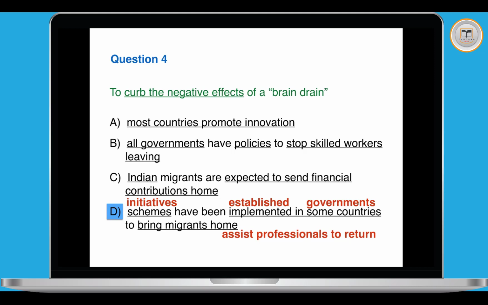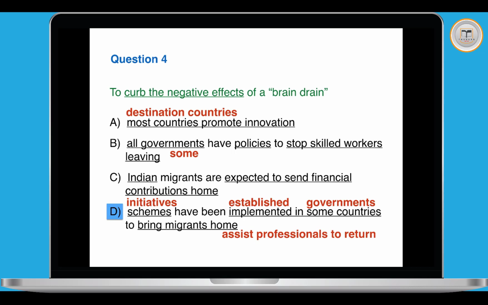Let's quickly check why the others are wrong. A, most countries promote innovation. No, it says the destination countries, innovation is promoted there, the countries that people are moving to, but it doesn't say most countries in the world, it's just the destination countries. B, all governments have policies to stop skilled workers leaving. No, it said just some governments do.